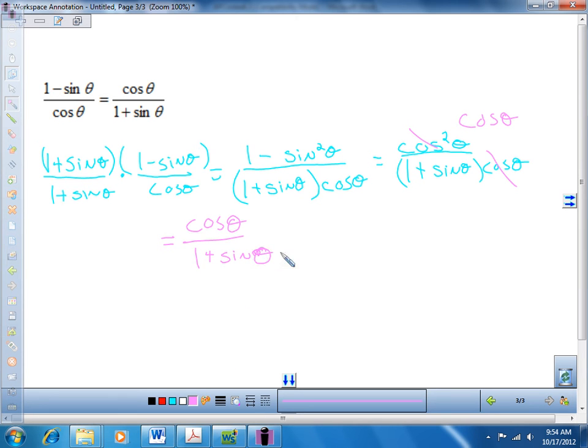Sine of theta. Okay? And that's it. Yes? Okay, so you'll have some more practice tonight, and your homework continues with this section.